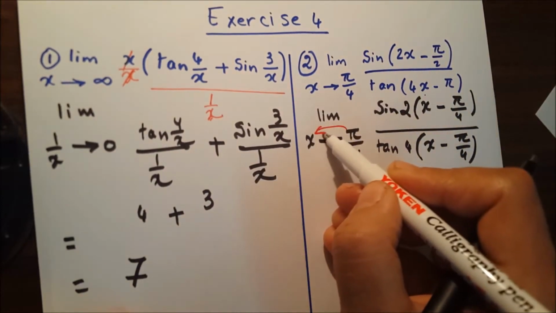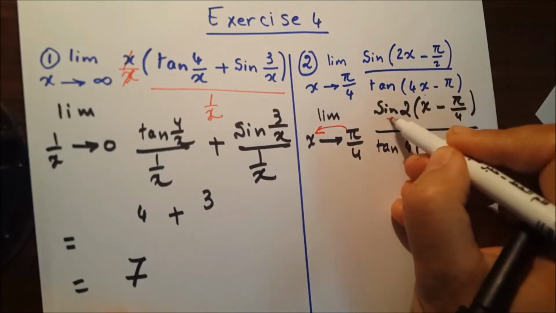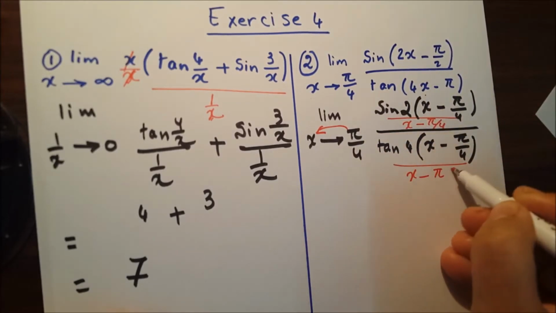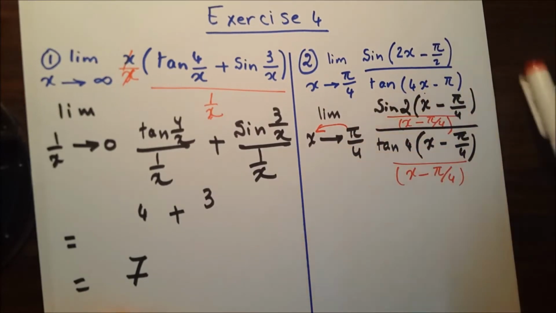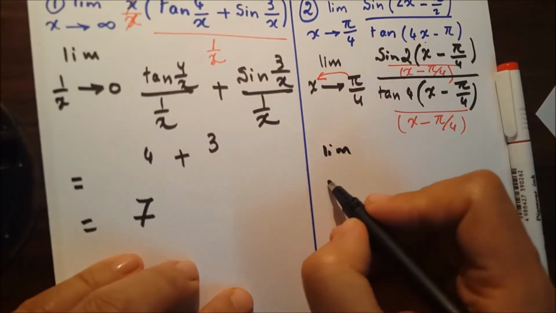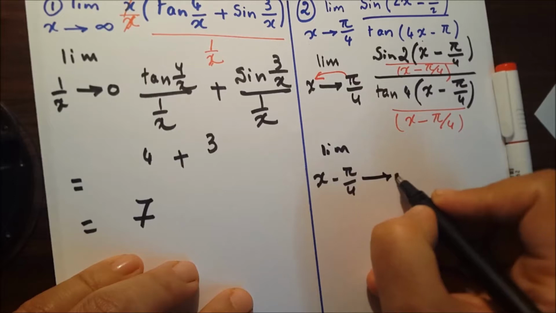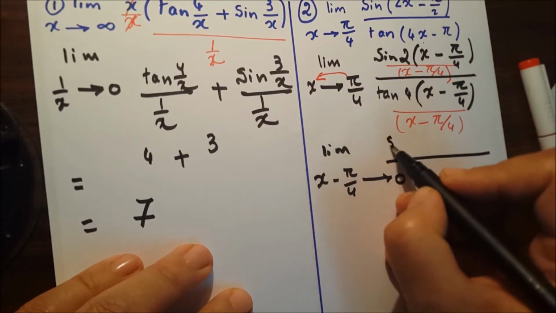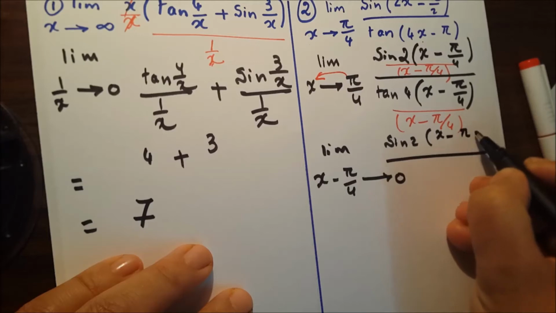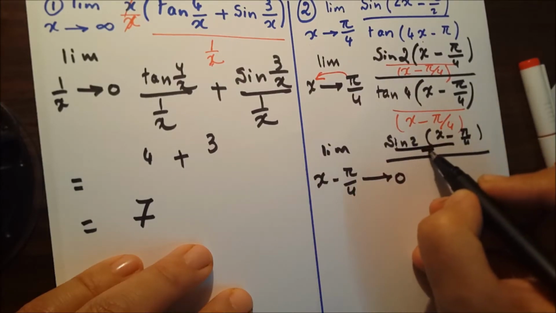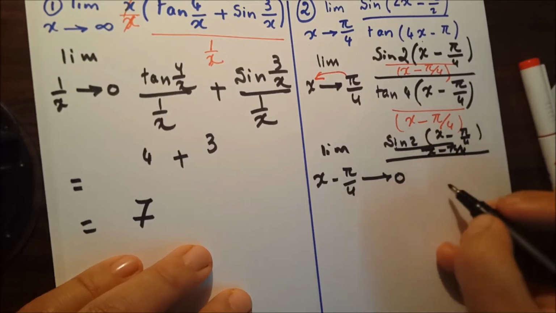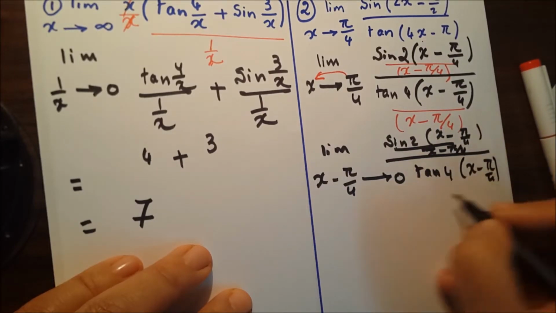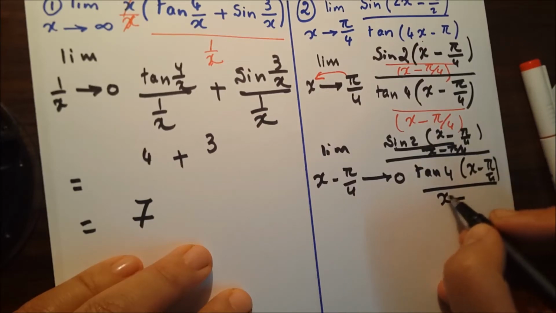What we're going to do now is to move the pi over 4 to the other hand side and divide up and down by the angle, which is x minus pi over 4, and the theorem and its corollaries are still applicable if the angle is an expression. So limit as x minus pi over 4 tends to 0 of sine 2 times (x minus pi over 4), the whole thing over x minus pi over 4, over tan 4 times (x minus pi over 4), and the whole thing over x minus pi over 4.